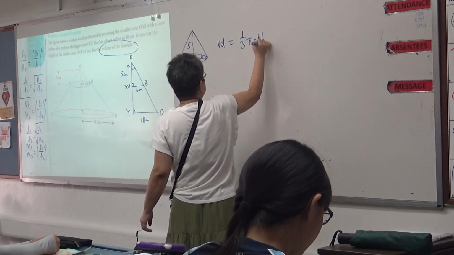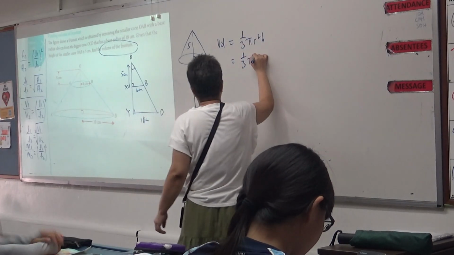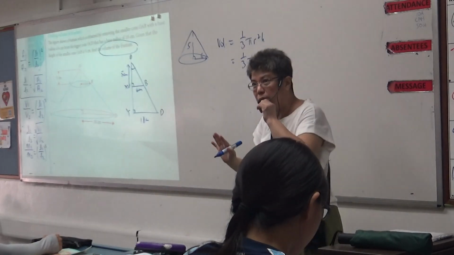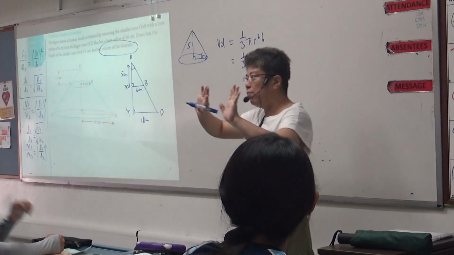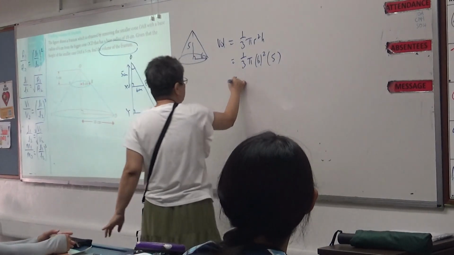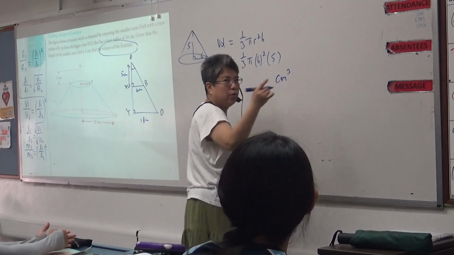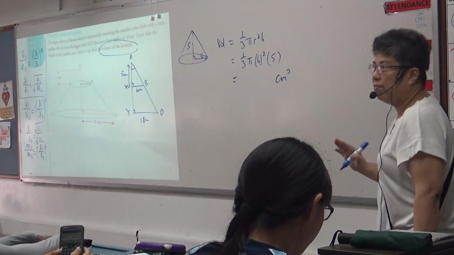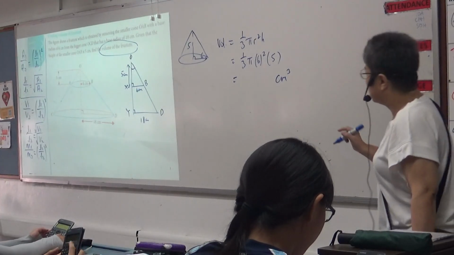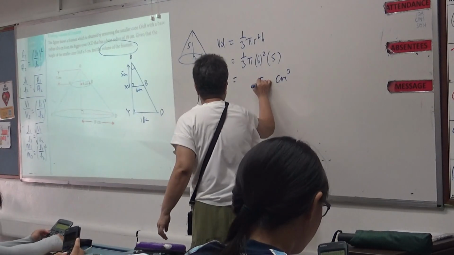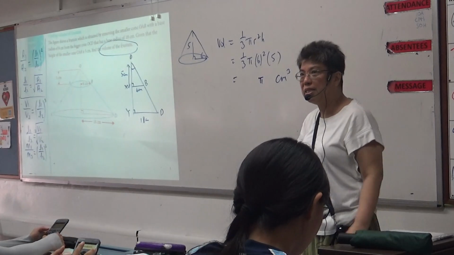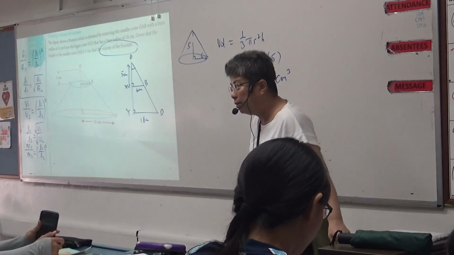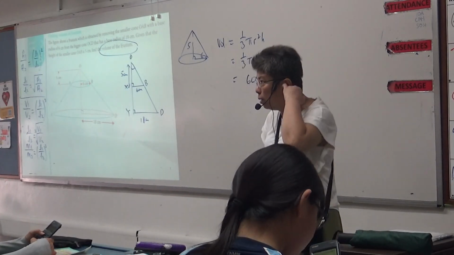1/3 pi r squared h, which will be 1/3 pi 6 squared 5, right? Now, I don't want to put in pi first, okay? Because pi will give me a lot of decimal places. So, can you give me this one in terms of pi? I want it in terms of pi. That means you don't sub in any value for pi. So, this answer is how many pi? 60 pi, okay? Everybody okay? Can or cannot?